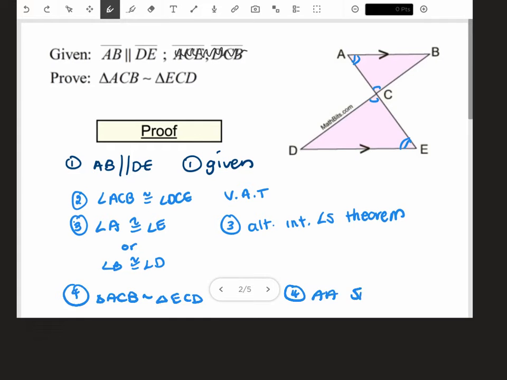Angle, angle, similarity. Again, you only need 2 of the 4 angles. You don't need 2 of the 3.